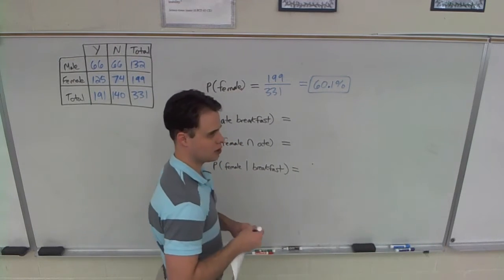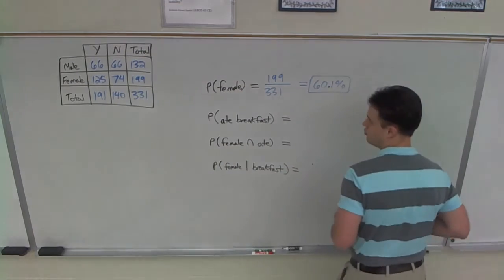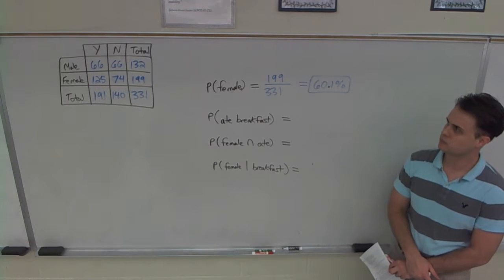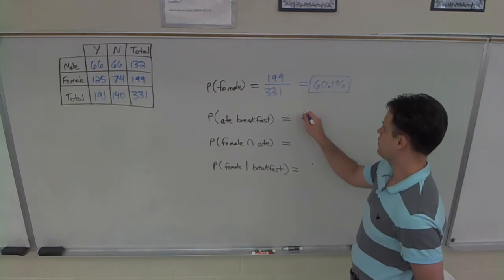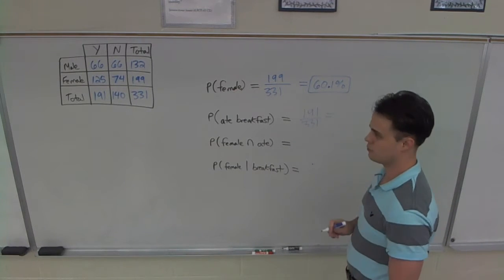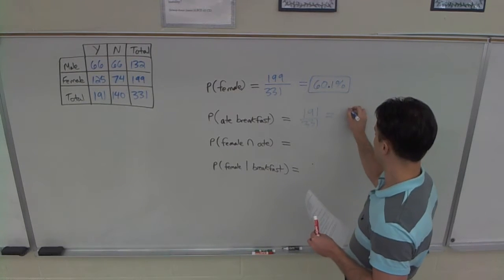I think we'll do that one a couple ways. The probability they ate breakfast is what out of what? Breakfast. Well, there were 191 people who ate breakfast out of that same 331 people. So that's going to be 57.